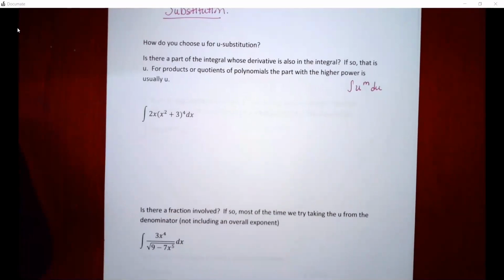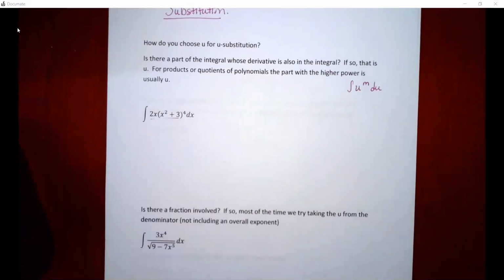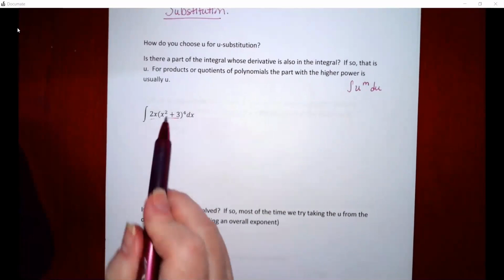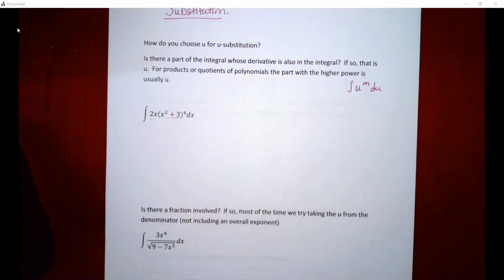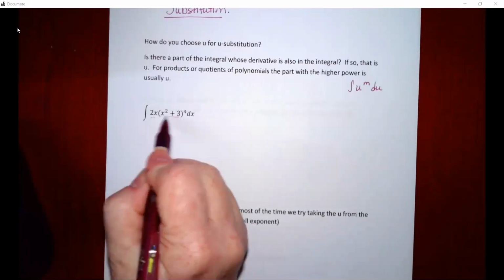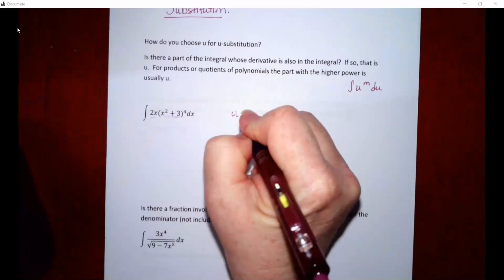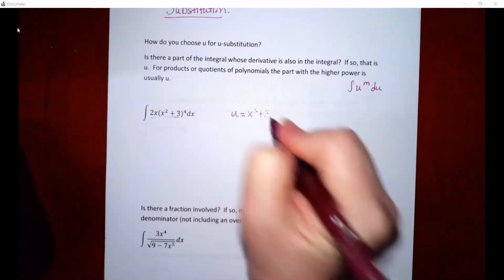Okay. So the parts of my function, I have a 2x and I have an x squared plus 3 that is being raised to a power of 4. Is one of these bits the derivative of the other part, at least up to a constant multiple? We may have to have an adjustment for a constant multiple, but as far as derivatives are concerned, which one is the derivative of the other? Derivative of x squared. Good. 2x would be the derivative of this quantity x squared plus 3. So the part that we're going to choose for U is the x squared plus 3.